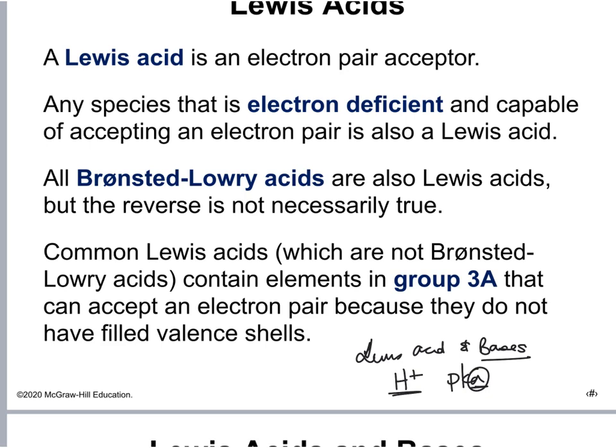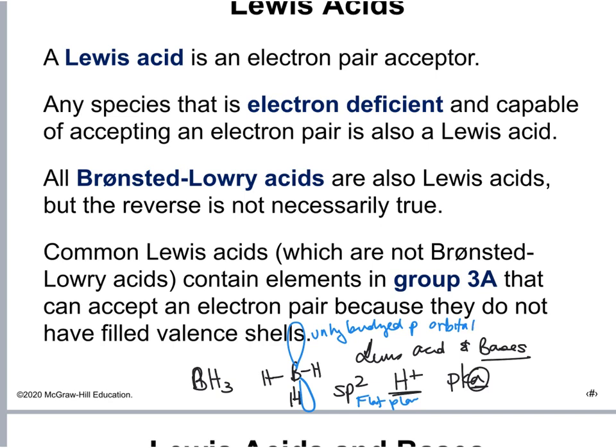When you're dealing with Lewis acids, they're usually like empty shells, like BH3. Well, if you look at the structure of BH3, okay, so boron has 3 things, so that's an sp2. And then there's this unhybridized p orbital. So sp2 is flat, right? It's planar. And then it has this p orbital, this unhybridized p orbital, and it's above and below the plane.